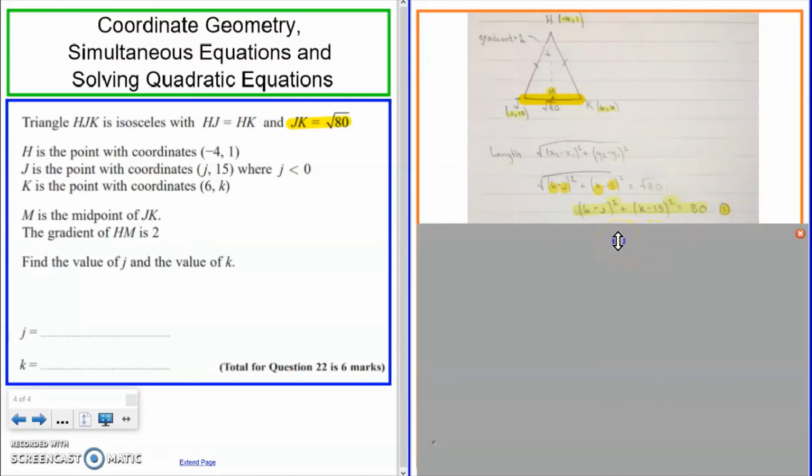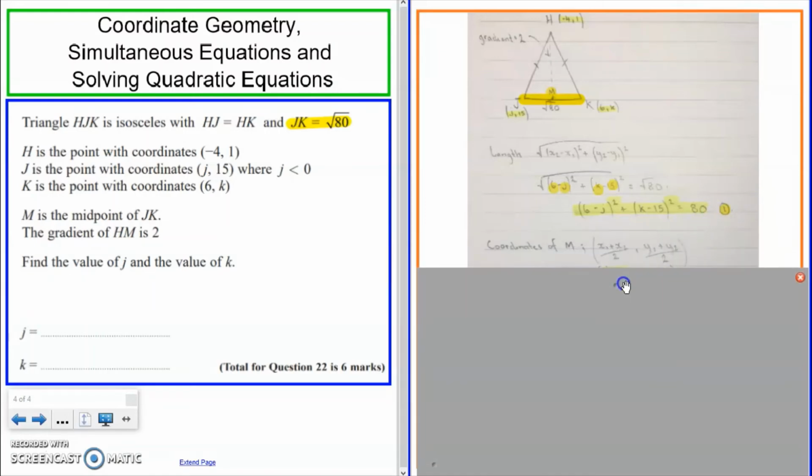Then I'm going to work on finding another equation, which I can then substitute into equation 1. Other things I know about coordinate geometry: I can work out the coordinates of a midpoint. So I can work out the coordinates of M by adding my x coordinates together and dividing by 2, then adding my y coordinates together and dividing by 2. That's exactly what I've done here using my coordinates of J and K. So I now know the coordinates of M.